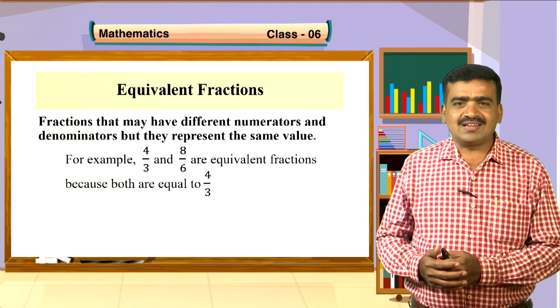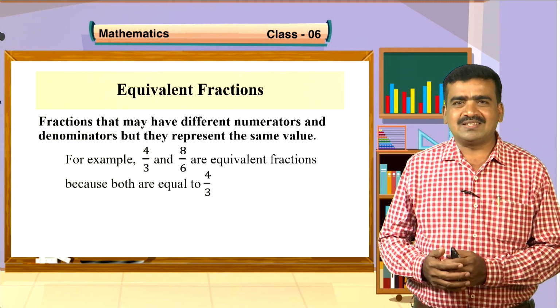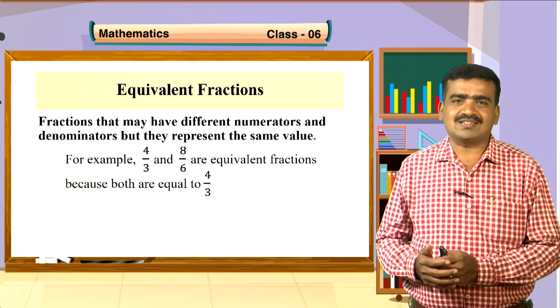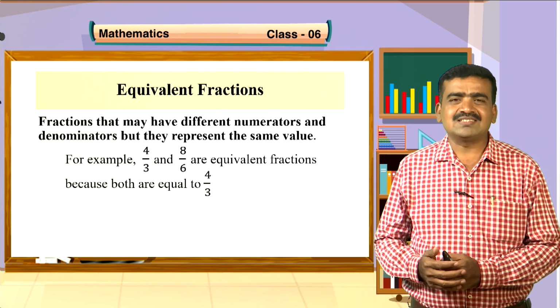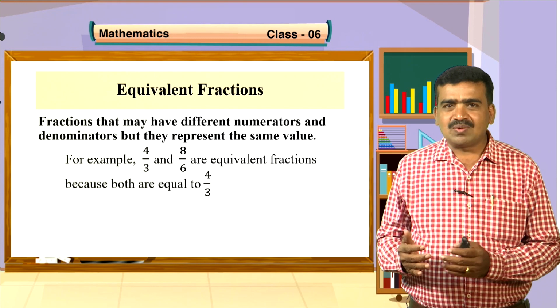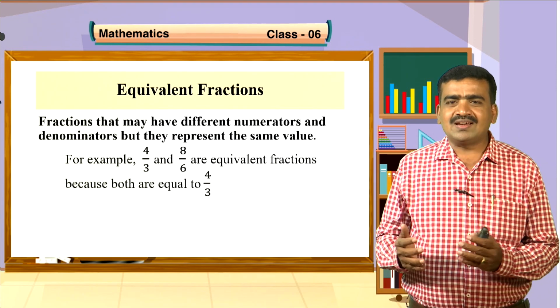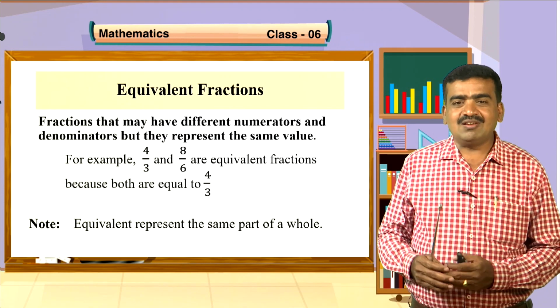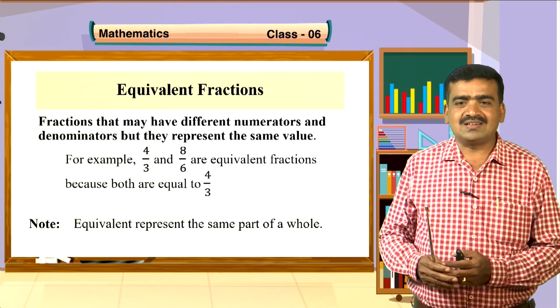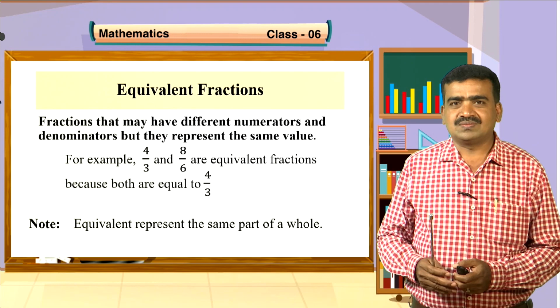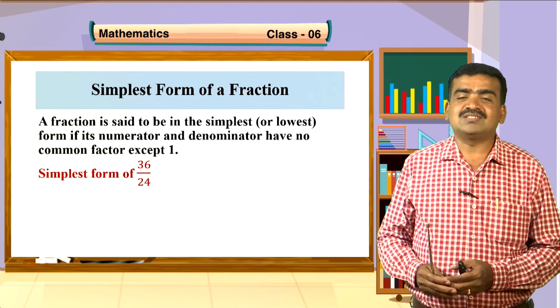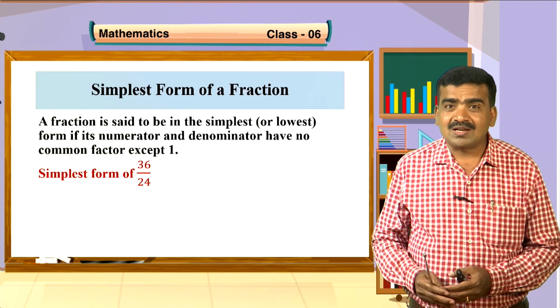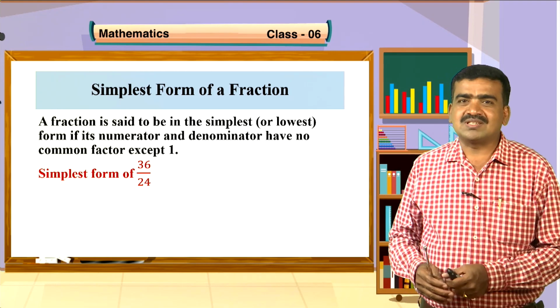For example, 4 by 3 and 8 by 6 are equivalent fractions. Why? Because when we simplify them, we get the same value, 4 by 3, and equivalent fractions represent the same part of a whole. That is the important thing you have to note. Numerator and denominator having common factors can be expressed in simplest form.